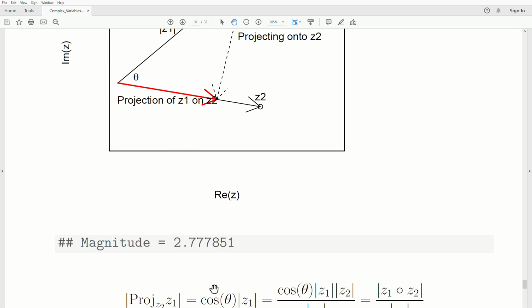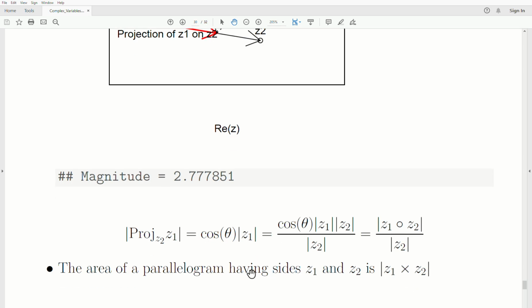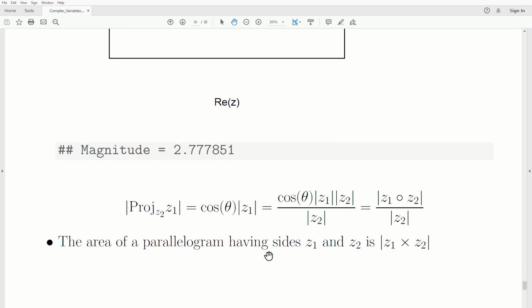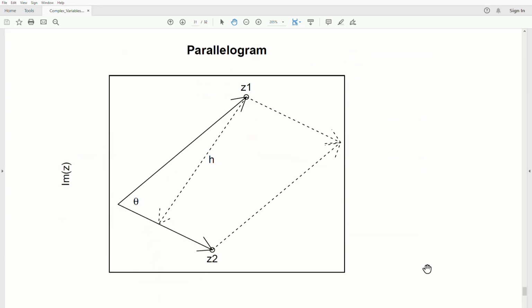So as we said, it's the cosine of the angle times Z1, when you back solve for that. But if we multiply it by 1, Z2 over Z2, this top part is the dot product of Z1 and Z2, and that's the modulus. And that's what we wanted to show. Now the area of a parallelogram having sides Z1 and Z2 is the absolute value of the cross product of Z1 and Z2. So let's look at a picture of this.